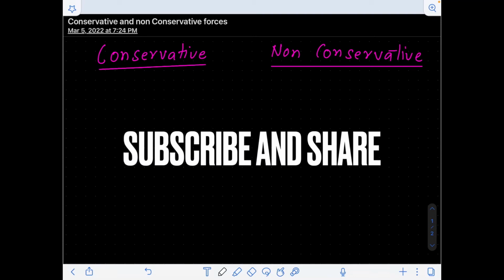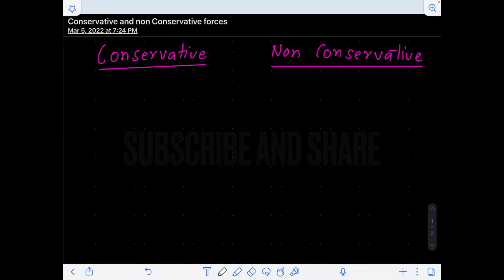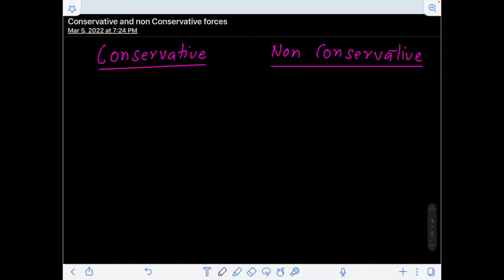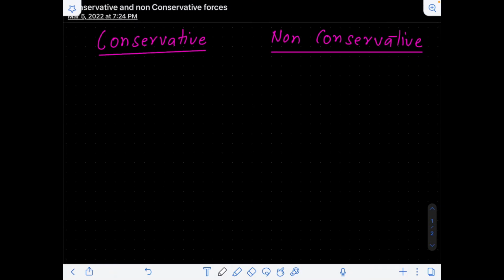Hello friends, today I am going to discuss the difference between conservative and non-conservative forces. What is the actual difference? What are conservative forces? What are non-conservative forces? And what is the physics behind them? So let's start. In our day-to-day life we have this word conservative, and sometimes we read non-conservative.